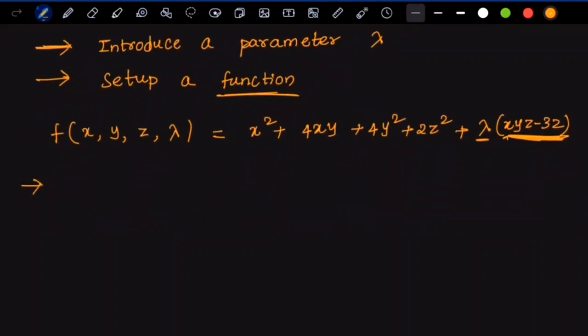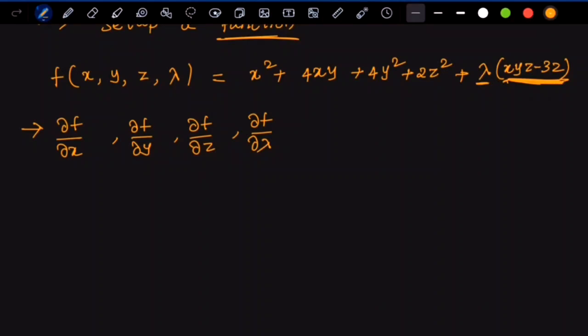You have to find out the partial differentials, dou f by dou x, dou f by dou y, dou f upon dou z, and dou f upon dou lambda. So let us find out the partial differentials. Dou f upon dou x is 2x. When you're differentiating partially with respect to x, y, z, and lambda will be constants.